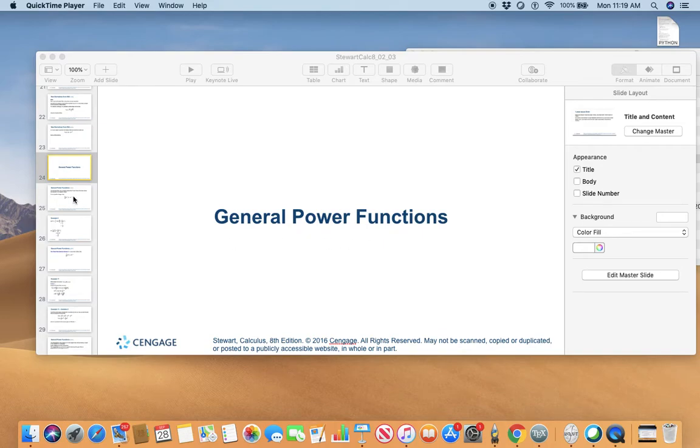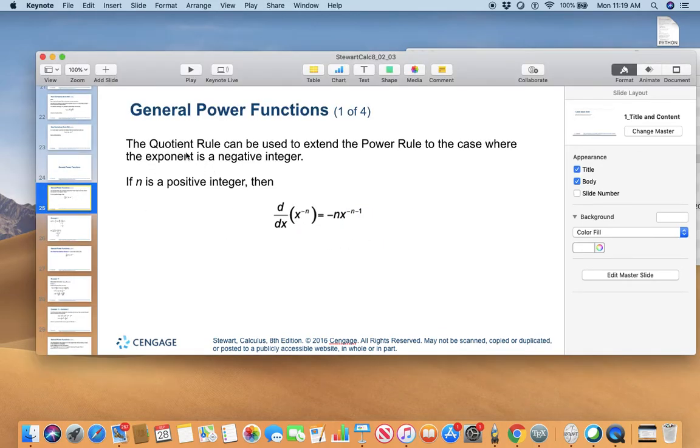General power functions. The quotient rule can be used to extend the power rule to the case where the exponent is a negative integer. Suppose you have a negative integer as the exponent of x. The claim is that the power comes down as it is and the power is reduced by 1. So this is true even when your exponent is negative.